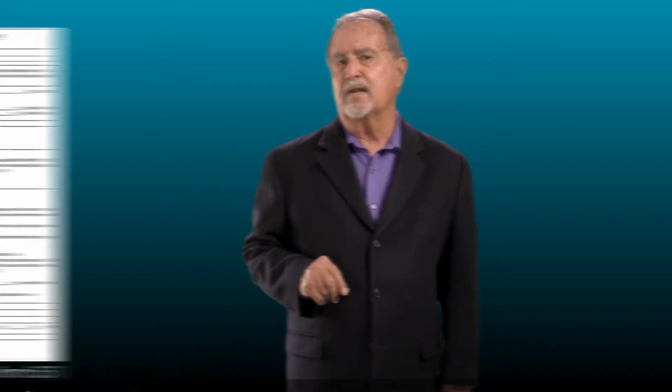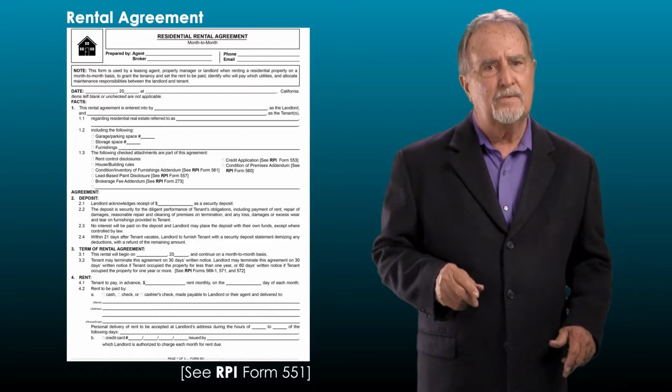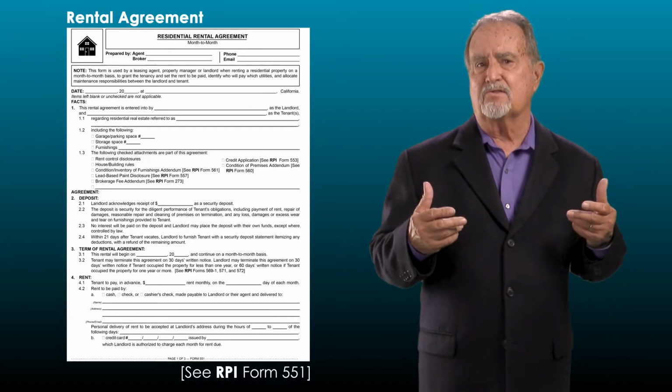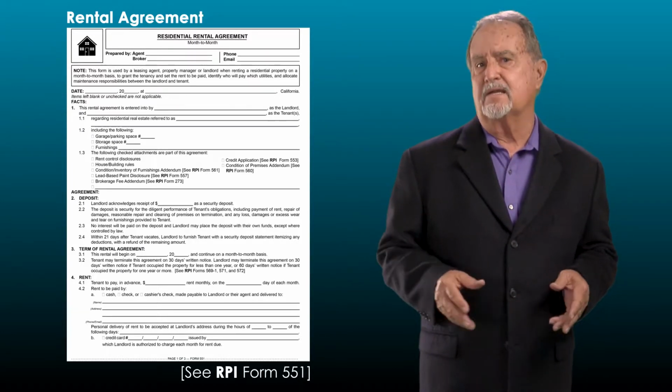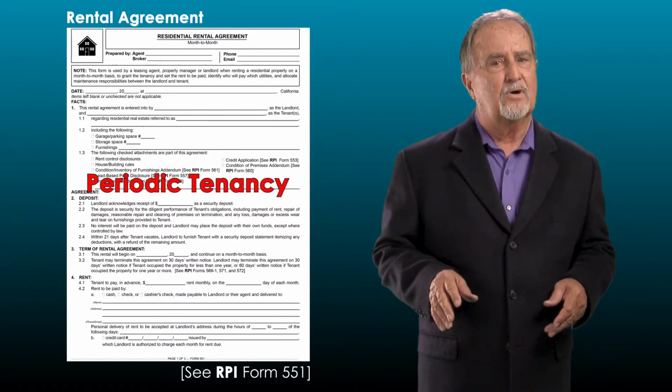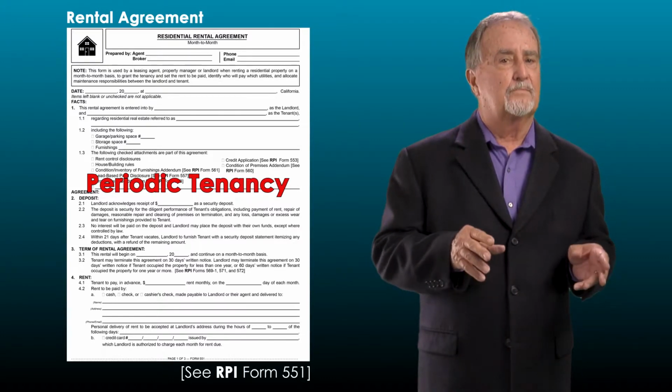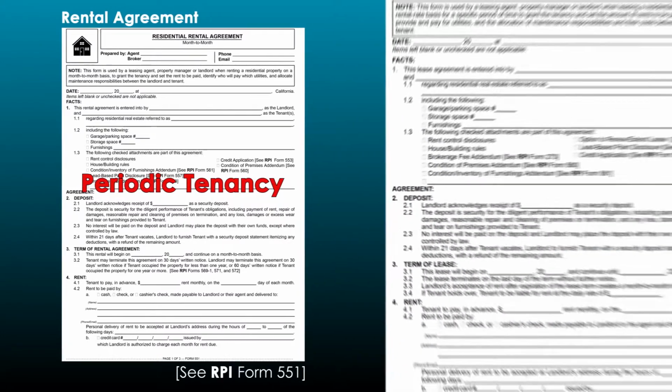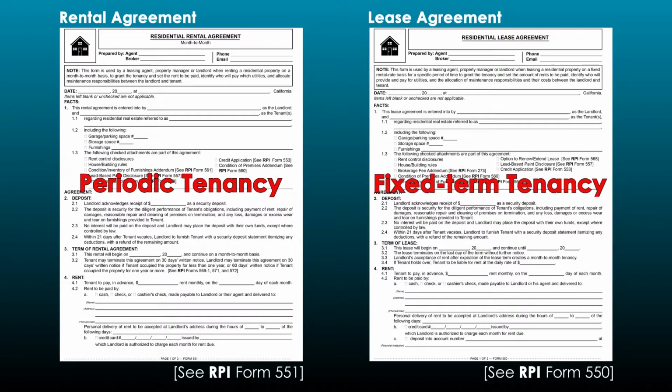A periodic tenancy is intentionally created by a landlord and tenant entering into a rental agreement. A rental agreement is the agreement which sets the terms for payments of rent and conditions for possession under a periodic tenancy. Remember, while a rental agreement is used for a periodic tenancy, a lease agreement is used for a fixed-term tenancy.